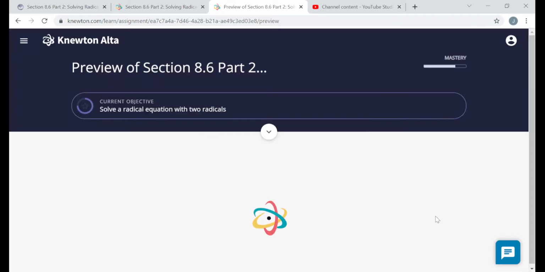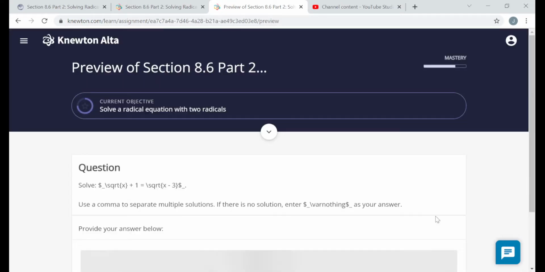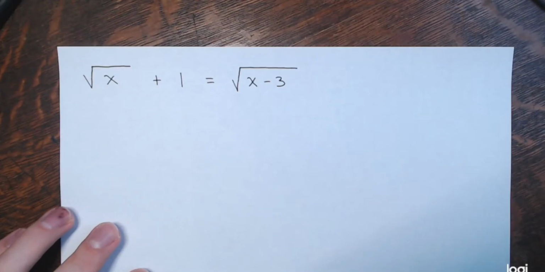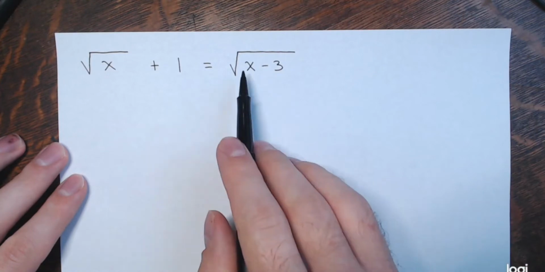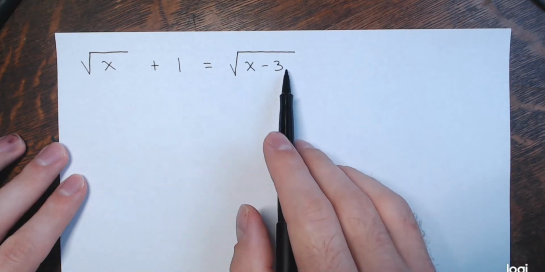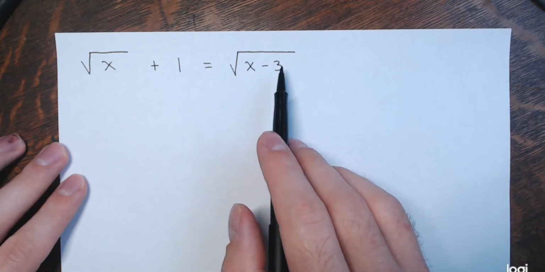Alright, and this last question should be the final one if I do everything correctly. And you see it's again very similar to the previous questions. So let's write this one out and I'll work on it. Okay. So once again, one of the radicals is already alone, one of the square roots. So then I square both sides.